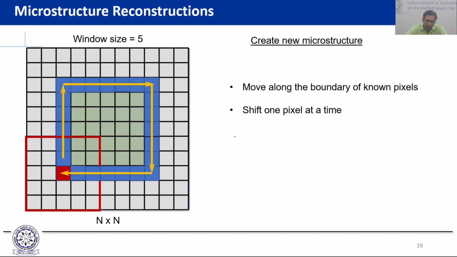So basically what you are doing is you are moving along the boundary of pixels which have known values based on the value of the seed, and then you are essentially shifting it one pixel at a time.